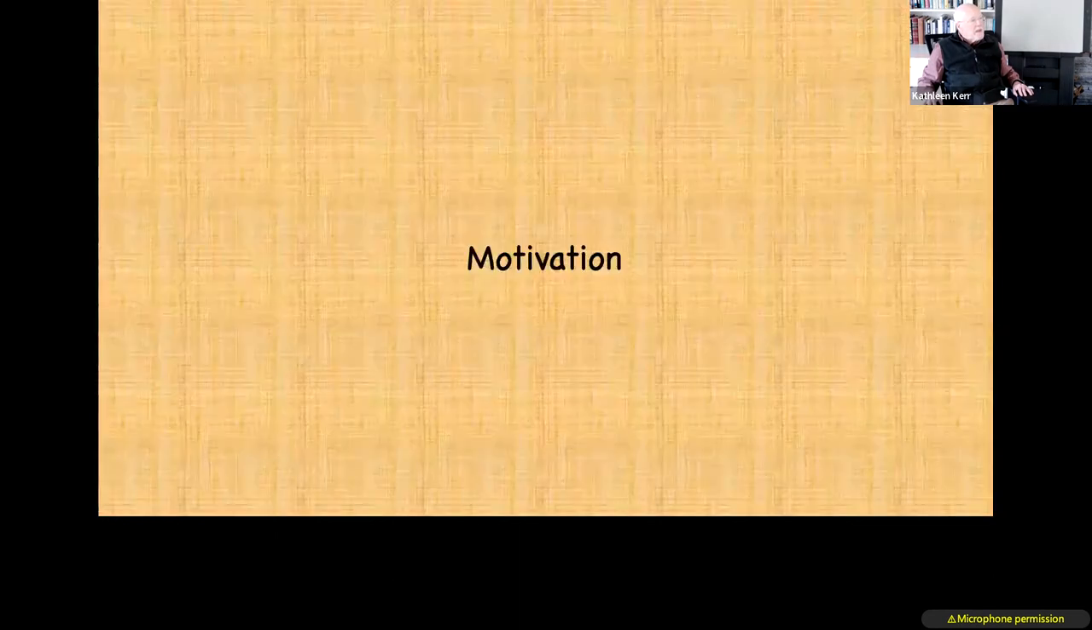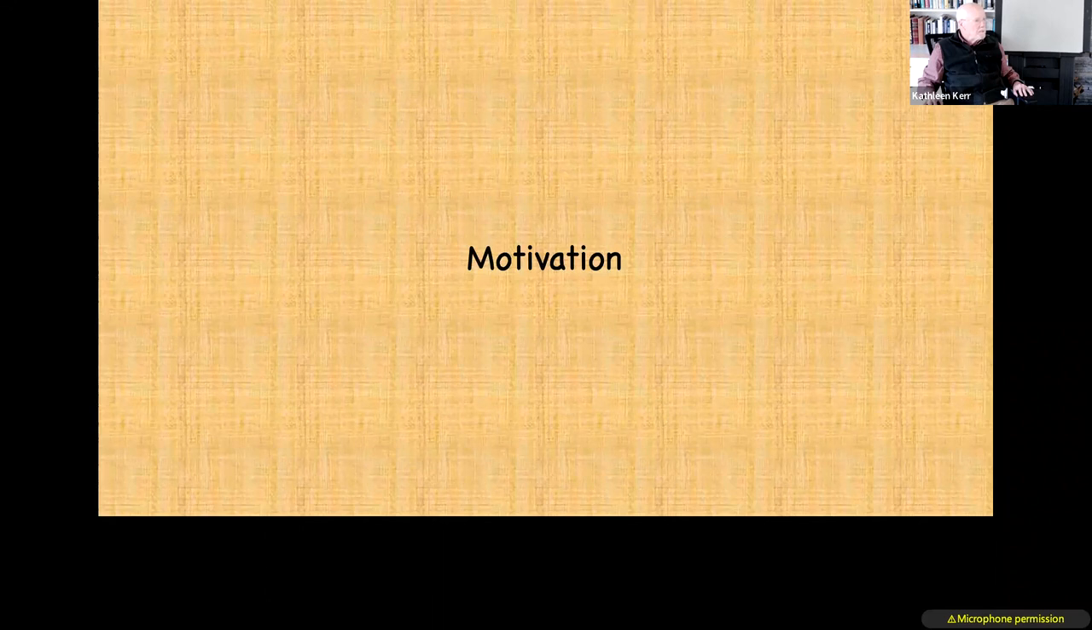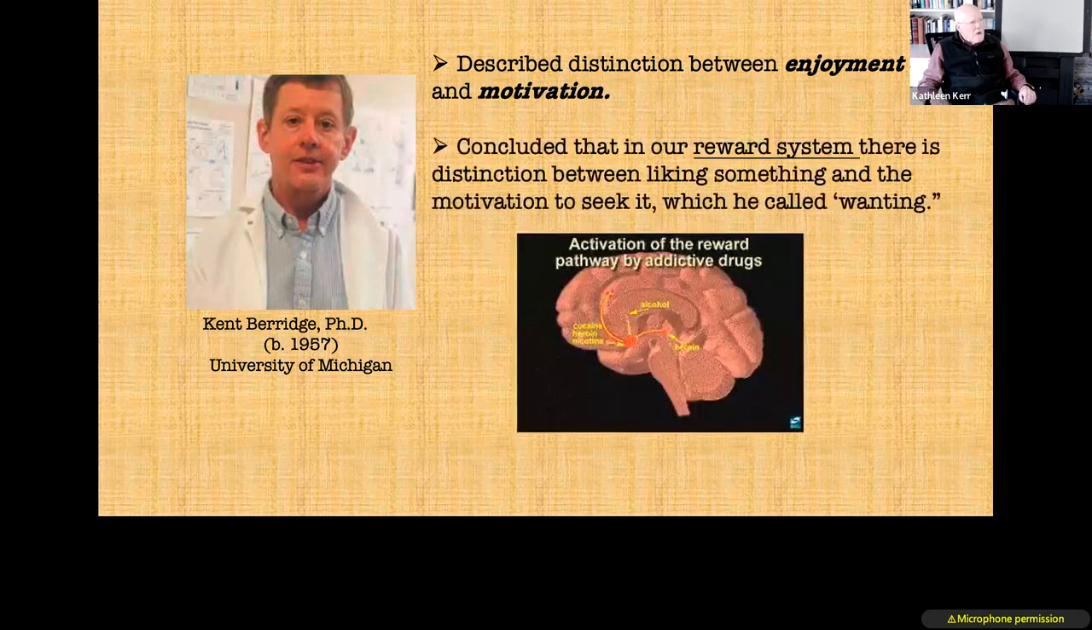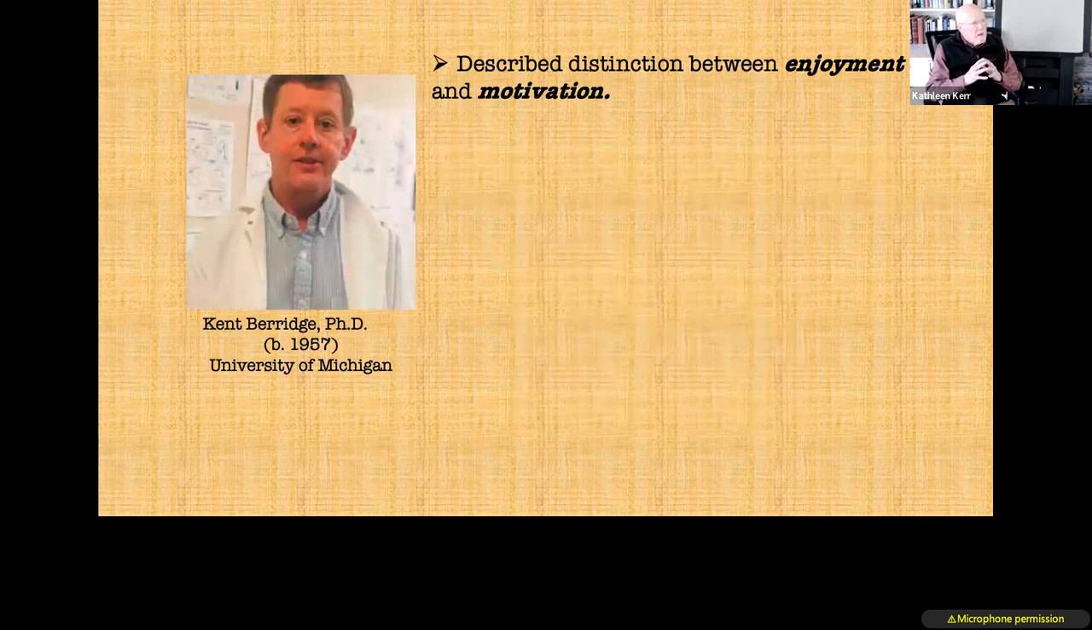Next one. So two major topics in this book. One is motivation, and we'll start with that. This is a fellow, Kent Berridge, who's out at the University of Michigan. He's one who has described a distinction between enjoyment and motivation. And we all talk about the emotional system, but how does it really play out in the brain? That's what I was trying to think through as I read this book.